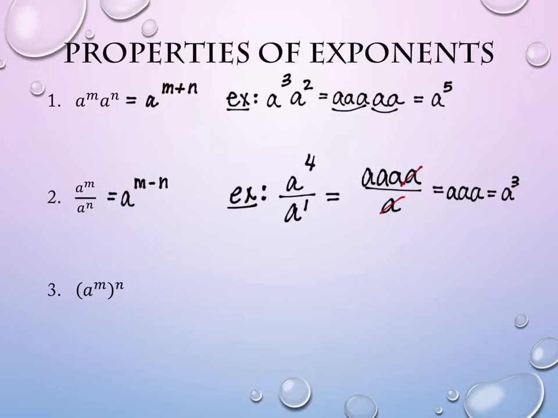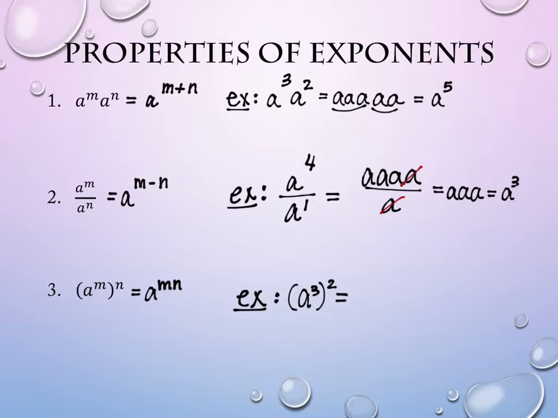The third property looks a lot like the first one. What's different? There's parentheses. What else? There's not another a, right? So when I have a base with an exponent, and then an exponent on the outside, what I will do is I will multiply the exponents together. And we'll use the same 3 and 2 that we had before, so we're going to do a cubed squared for our example.